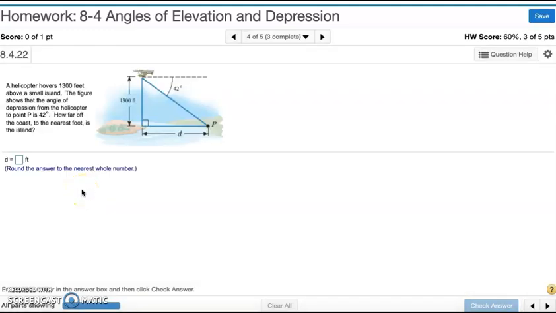Number 4. A helicopter hovers 1,300 feet above a small island. The figure shows that the angle of depression from the helicopter to point P is 42 degrees. How far off the coast to the nearest foot is the island?